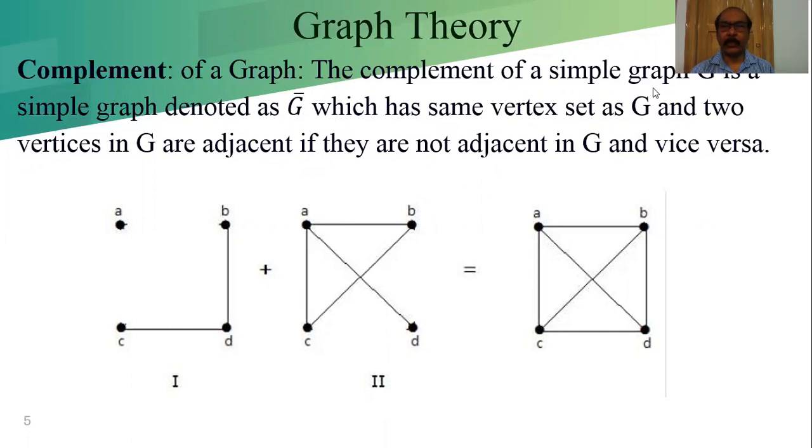Now, the complement of a simple graph, meaning a graph without parallel edges and self loops. The complement of a simple graph G is a simple graph denoted G bar, which has the same vertex set. If we consider both, how many vertices are there? 4 vertices. So G bar has the same vertices as G, and 2 vertices in G bar are adjacent if they are not adjacent in G, and vice versa.